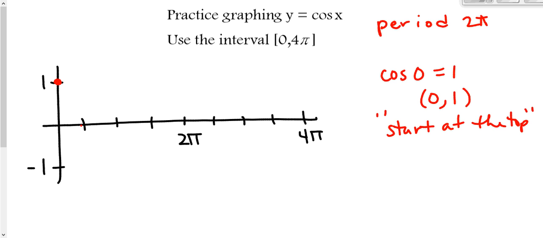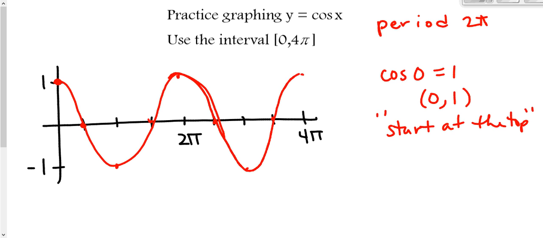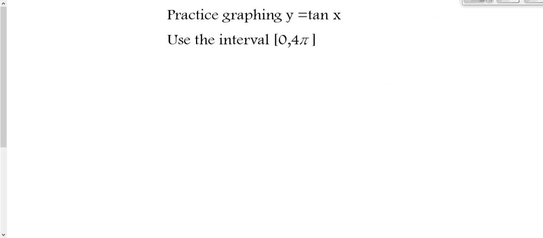So from top to middle to bottom to middle to top, go again, to middle to bottom to middle to top. Connect. Whoa, I kind of missed there. Connect with a smooth curve, not pointy or straight. Notice how it curves toward the end like it's about to go back down. Make sure you curve it there as well. Okay, and now let's practice graphing the tangent graph.